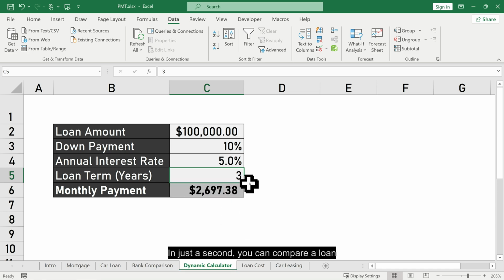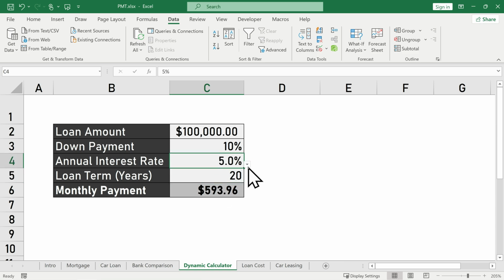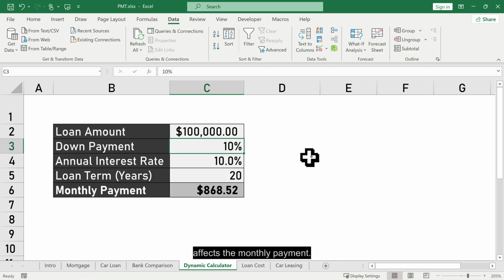In just a second, you can compare a loan with a 10% down payment versus 20% down, or see how extending the repayment period affects the monthly payment. This is the kind of calculator you'll find useful before making any major purchase.